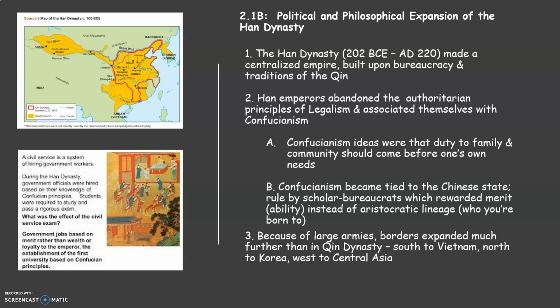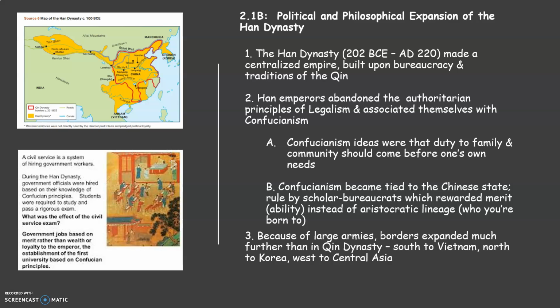Now we're going to look at the political and philosophical expansion of the Han Dynasty. So again, that's what really our focus is, but we had to know about the Shin. So here you see source 6. This is the map of the Han Dynasty. So it has everything from the Shin pretty much, and then it extended. So the Han Dynasty made a centralized empire, and it built upon the bureaucracy and the traditions of the Shin. So it just built upon that.